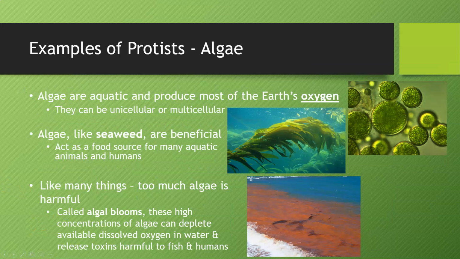so some examples of protists. We talked about the three major groups, so we're going to look at those now. The first group that we're going to look at are algae. Okay, now algae can be unicellular or multicellular. So as you see in these organisms over here, this form of algae is unicellular, and here we have a multicellular form of algae. Algae are aquatic, and they produce most of the Earth's oxygen.